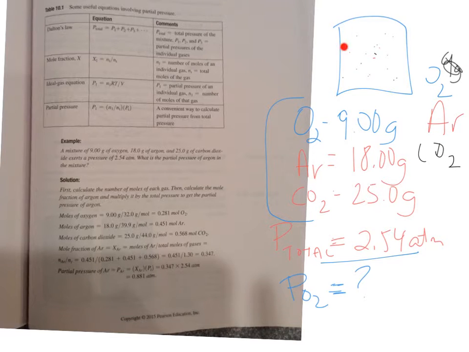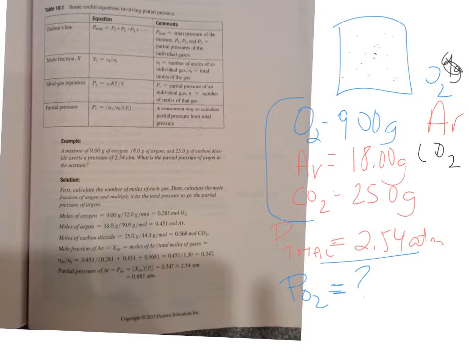And the way we have to do that is to find how many moles of oxygen we have, and then how many total moles we have. And then that fraction multiplied by the total pressure will give us the pressure of the oxygen. And that's what they've done here. They found the moles of oxygen by taking the mass of oxygen and dividing it by the molar mass of oxygen, which is 32 grams.